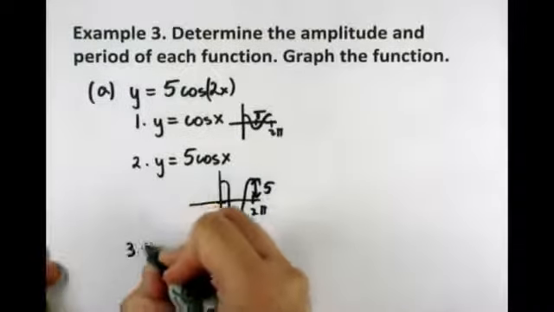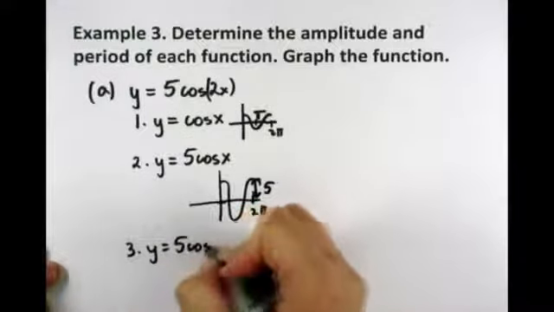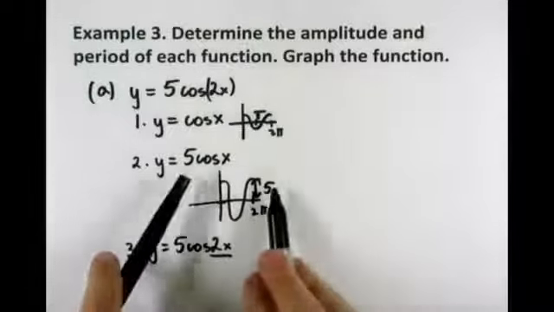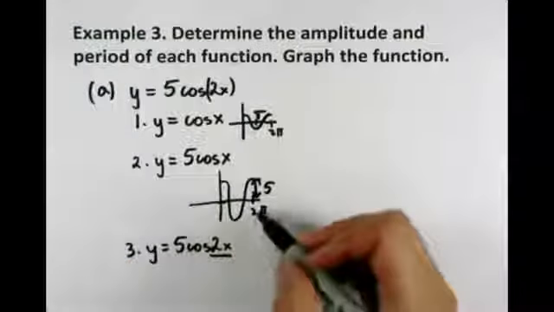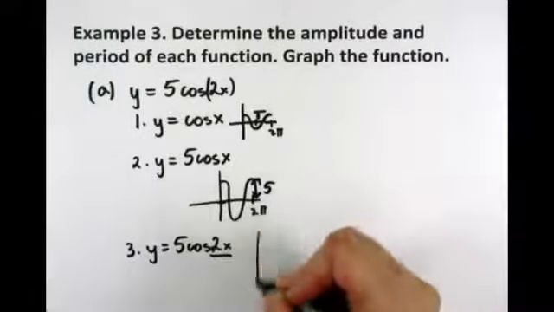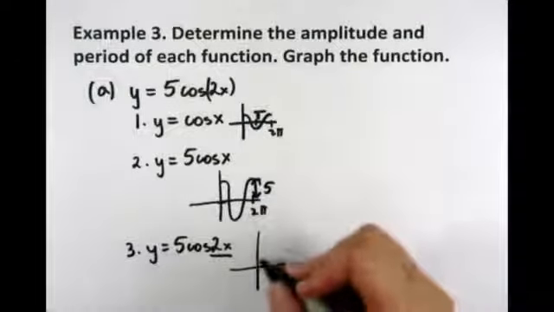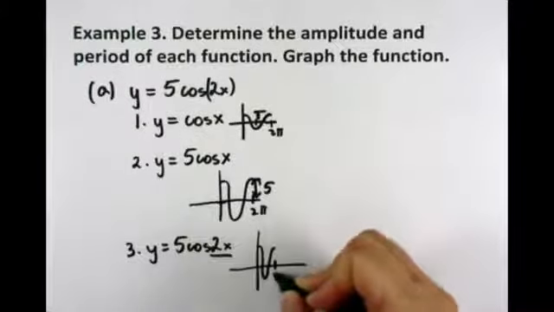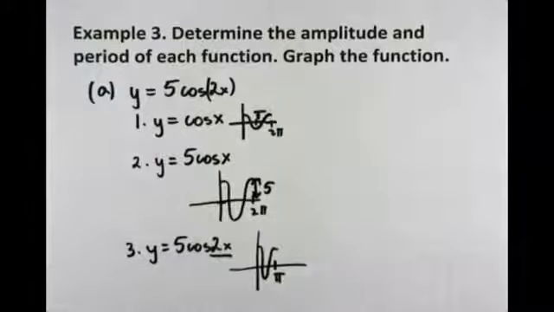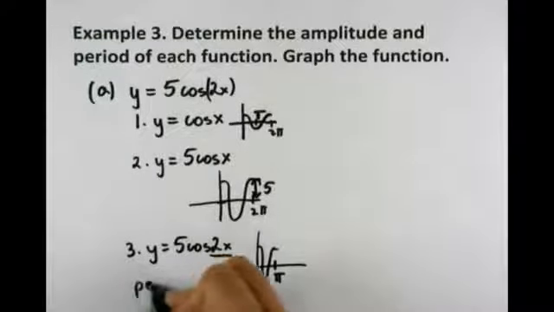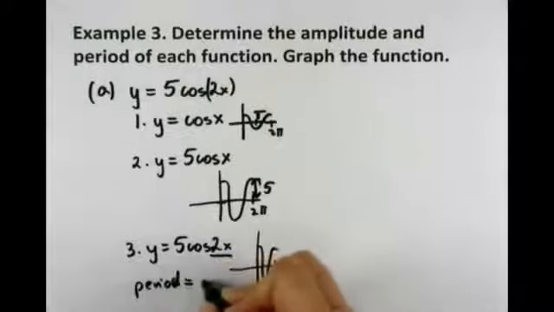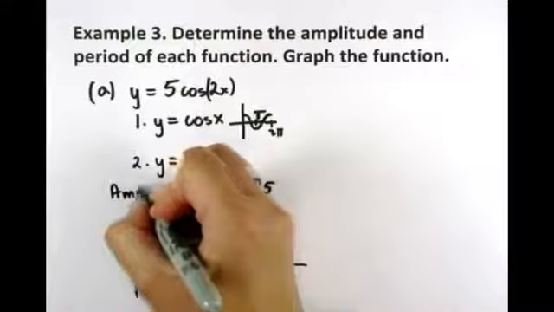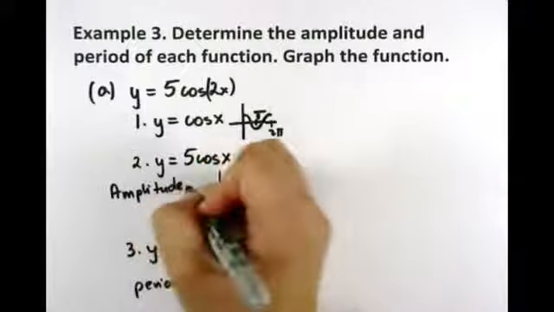And number 3, I would write 5 cos 2x. This one is a horizontal compression. We would squeeze this graph by half. So now instead of 2 pi, my period will be affected twice, so the shape will be more compressed, up to pi. So this affects the period. Period is pi, and the amplitude is 5.